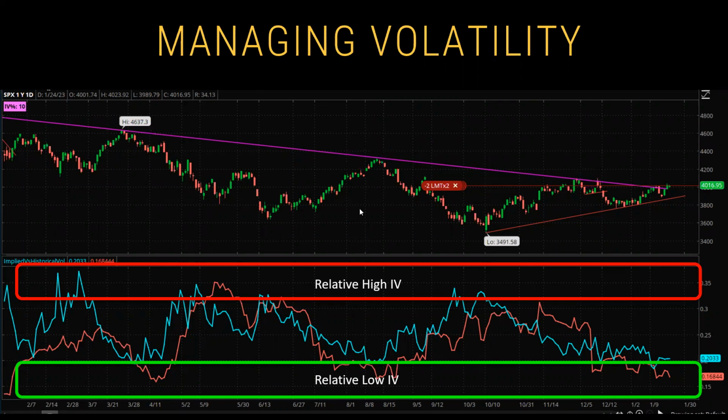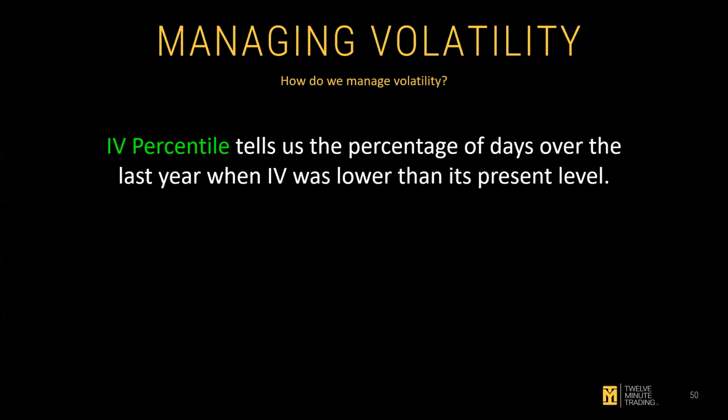So how do we know what's relatively high or relatively low? This is where we can add labels like the IV percentile or the IV rank to every instrument. IV percentile tells us the percentage of days over the last year, the last 252 days, when IV was lower than its present day. So if we're sitting at an IV percentile of, say, 10, that means only 10% of days over the last year were lower. That's a really low value.